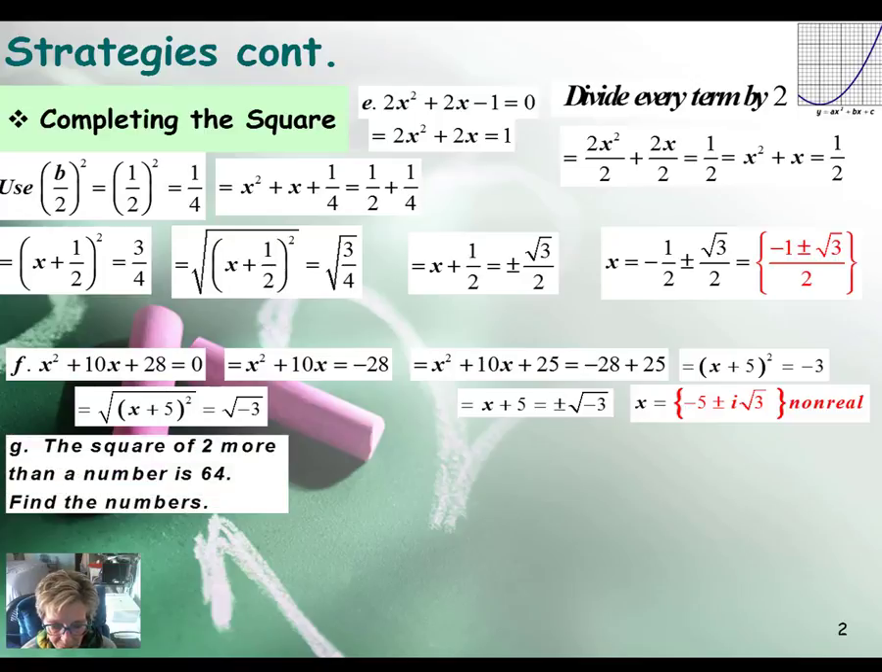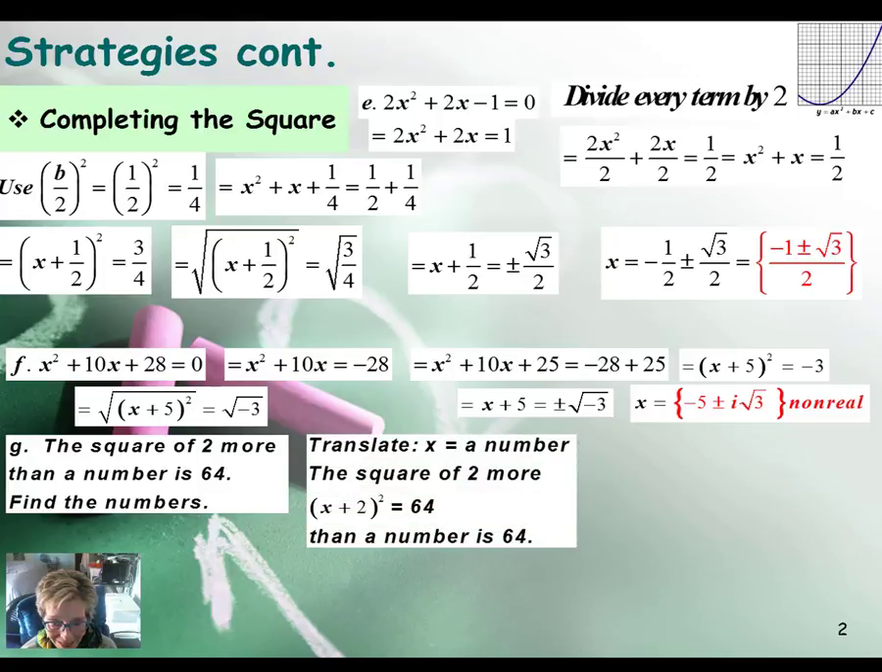So let's look at a word problem using some of the strategies we're using. The square of 2 more than a number is 64. Find the numbers. We're actually going to use a direct translation and write this in algebra. Translate x as the number, the square of 2 more, so I have x plus 2, quantity squared, then a number is 64. Remember that "is" always means equals, so the equation that I'm using is the quantity of x plus 2 squared equals 64.